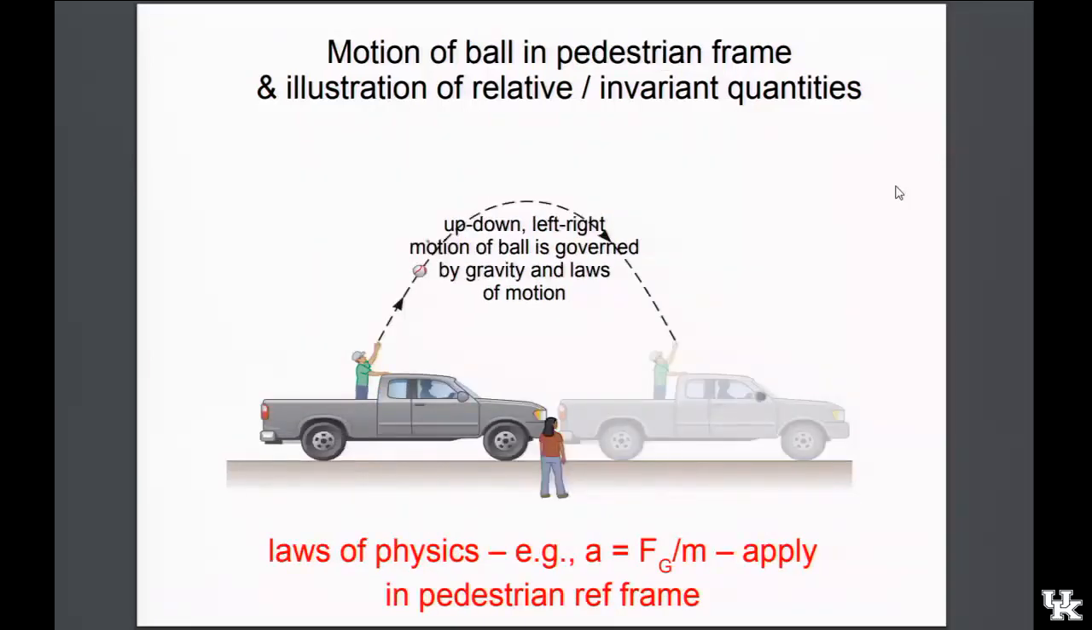So the other observer is the pedestrian on the side of the road. And when she watches the ball thrown up into the air and come back down, she says that, well, look, that ball's both going up and down, and it's moving left to right. Its path is a parabola through space. Those statements are relative to her reference frame. So she observes up and down and left-right motion in her reference frame. She observes a parabola rather than just straight up and straight down. So that's all relative.